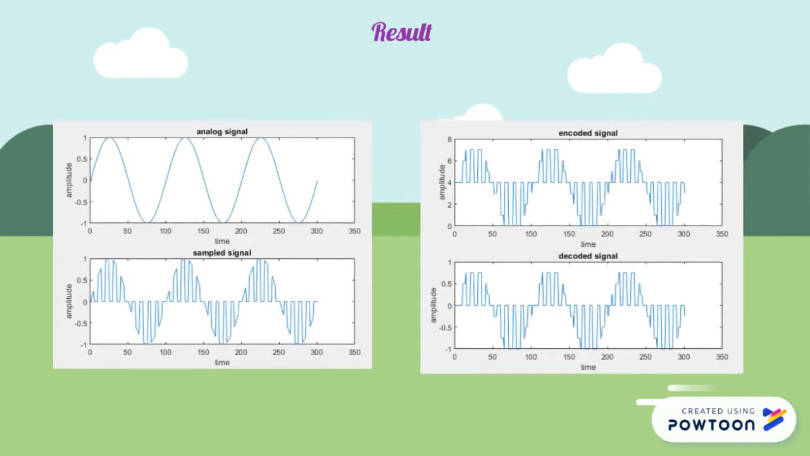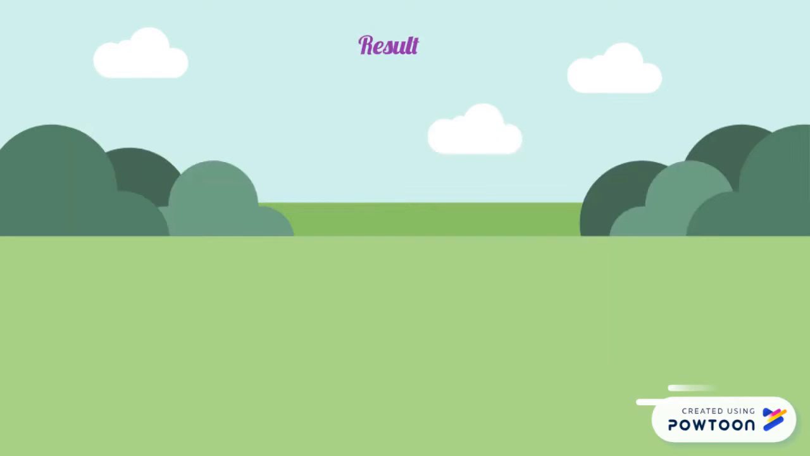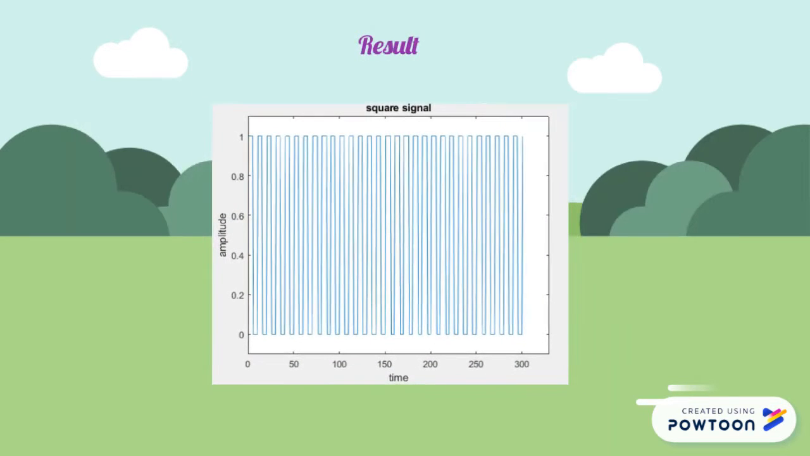For the result, the waveform outputs are 5 in total. First one is the analog signal and sample signal, then changes to the encoded signal and the decoded signal. The last part is where the waveform is changed to a square signal. The peak-to-peak voltage is 2 V, where it is positive 1 V and negative 1 V.